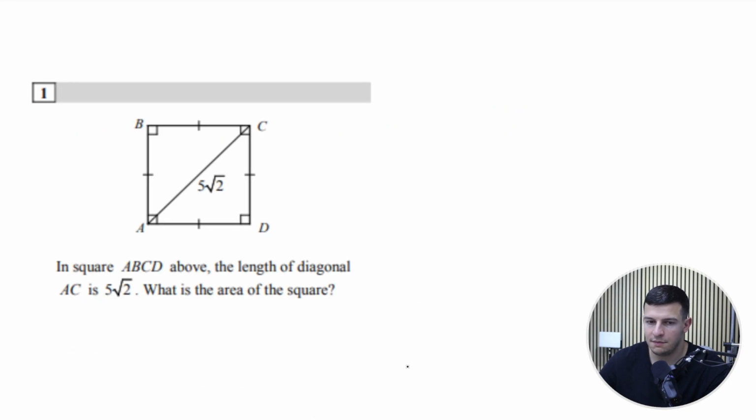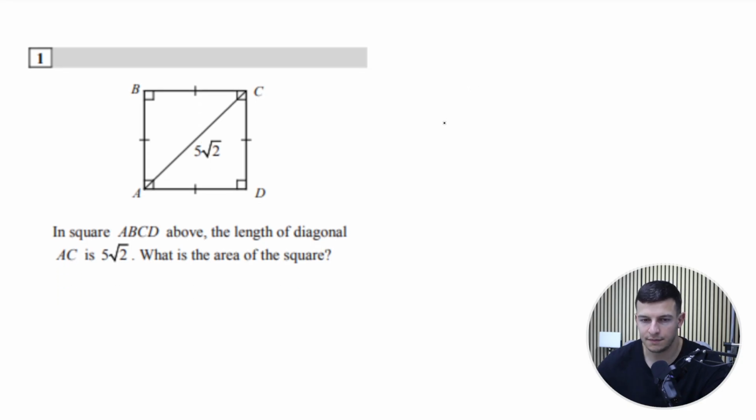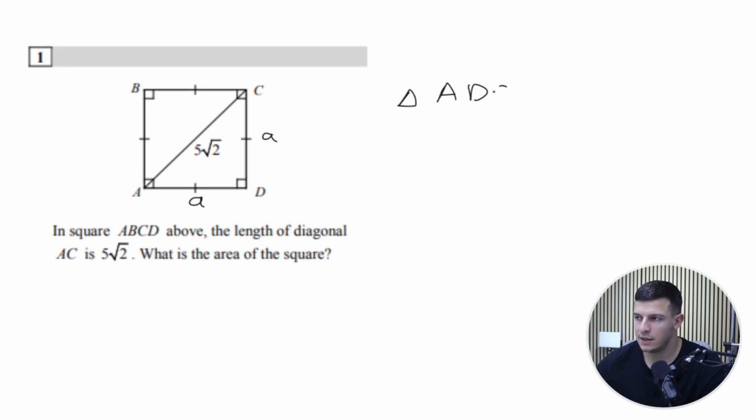In square ABCD, above, the length of diagonal AC is 5 square root of 2. What is the area of the square? We started off with nice and easy. Now, let's call the sides A, and this is also A. Then we're looking at triangle ADC, which is a right triangle, which means the Pythagorean theorem can be applied, which also means AC squared should be equal to AD squared plus CD squared.